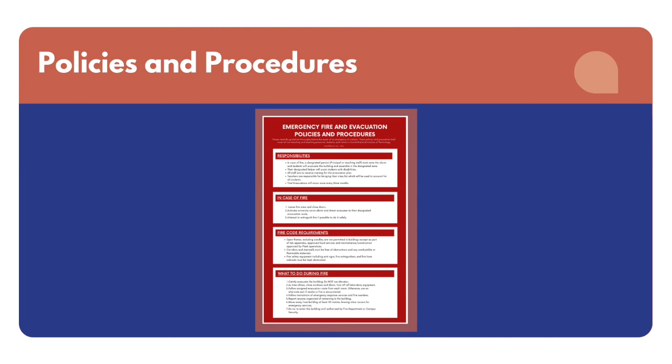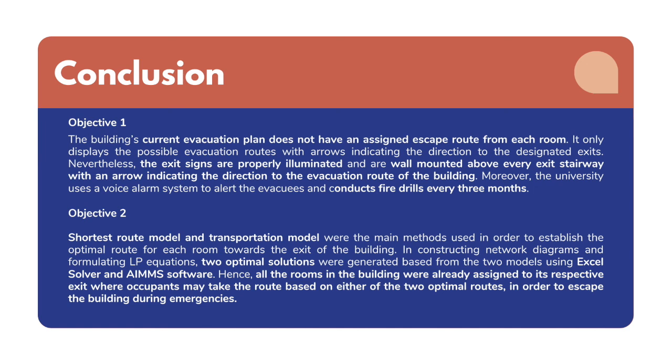So in conclusion, for Objective 1, which is to assess the current evacuation plan of the digital building in Kumo National Institute of Technology, the researchers were able to evaluate the current evacuation plan of the building and discovered that the building's current plan does not have an assigned escape route from each room. It only displays the possible evacuation routes, with arrows indicating the direction to the designated exits. Nevertheless, the exit signs are properly illuminated and are wall mounted above every exit stairway, with an arrow indicating the direction to the evacuation route of the building. Also, the university uses a voice alarm system to alert the evacuees and conducts fire drills every 3 months.